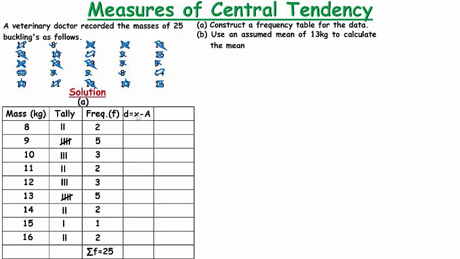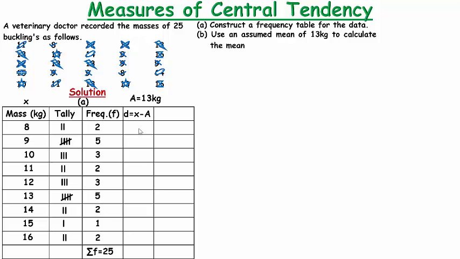And then I'll move on to the next column, the deviation. D stands for deviation. And the deviation equals the difference between X and A. X is another name for the mass column. So the values you have under the mass, that's from 8 to 16, represent the respective values of X. Okay? And then A stands for the assumed mean. So I write my assumed mean as 13 kilograms.